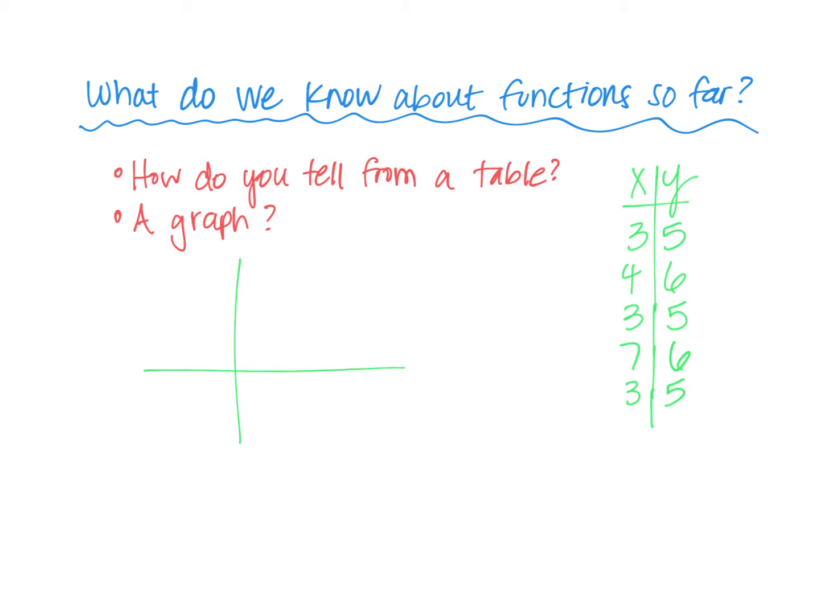From a graph, we learned about something called the vertical line test. So if I have a graph and I want to know if this is a function, if you draw a vertical line, it passes once, so yep, it's a function. If I drew one that's not a function, maybe like this, if I draw a vertical line, it crosses twice, so there's two different outputs there. So no, that one is not a function.